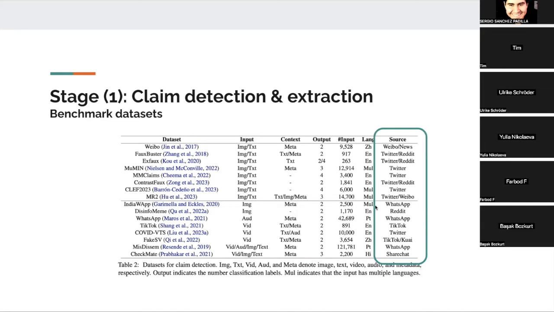If you look at the different sources which have been used to collect these kinds of benchmarks, we see that very popular sources are social media platforms such as Twitter, Reddit, etc., but also closed platforms such as WhatsApp have been used a lot, particularly also triggered by the work of Kiran Garimella, who was a previous speaker at this seminar as well.